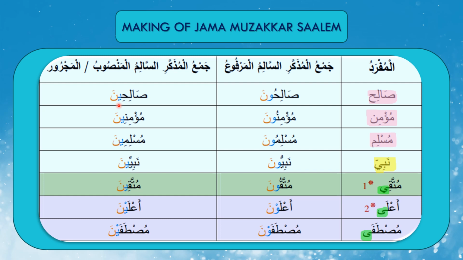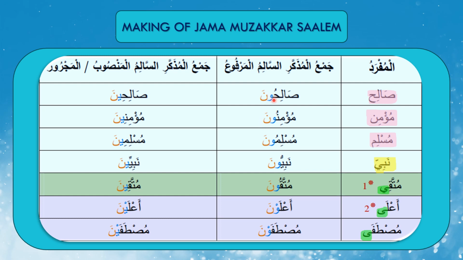So in adding, do you see any changes in the structure of the noun? The structure remains as it is, intact. There is no change in the structure. That's why they are called sound, salim. So the next noun, mu'min, has a sahih letter at the end. When there is a sahih letter, you just add waw wa noon. It's as simple as that.